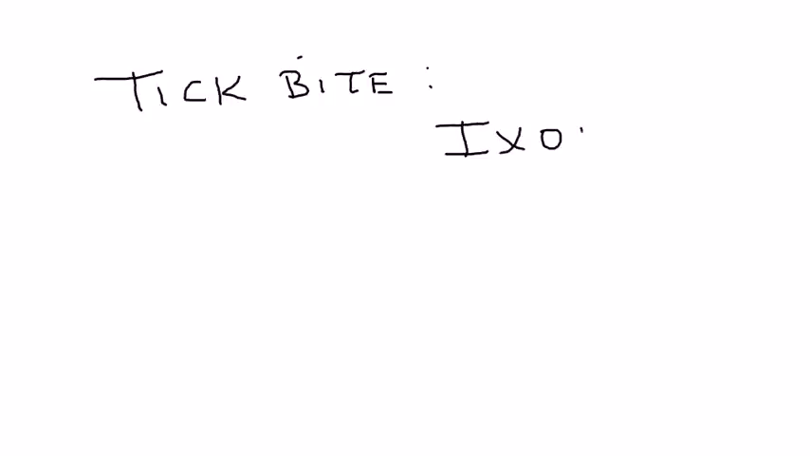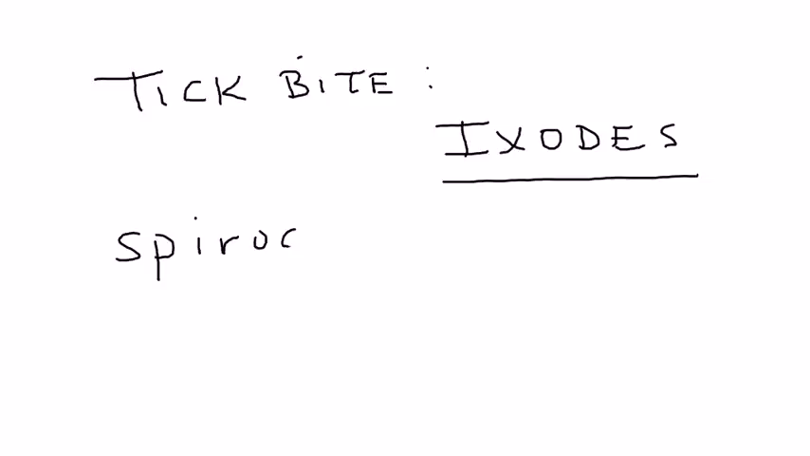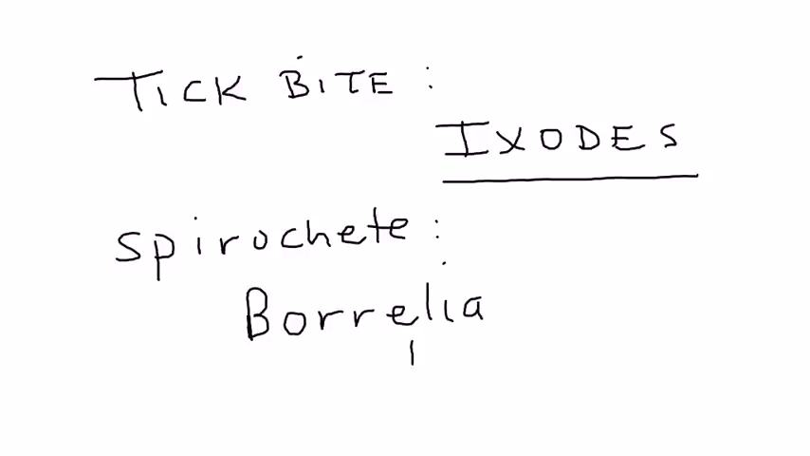You go into the woods and you get bit by a tick, and the type of tick that causes Lyme disease has a special name. It's called Ixodes, whatever the pronunciation is. And there's different types, but this is the main name. And then this tick transmits an organism into your body called a spirochete. The name of the spirochete is Borrelia burgdorferi. And that's important to remember.